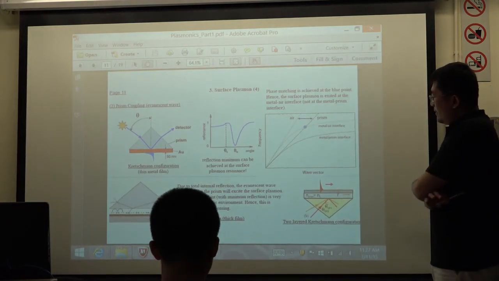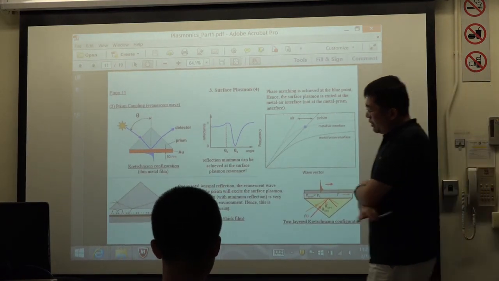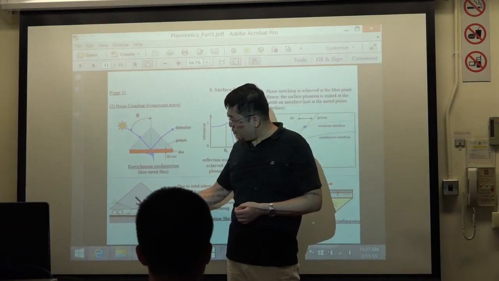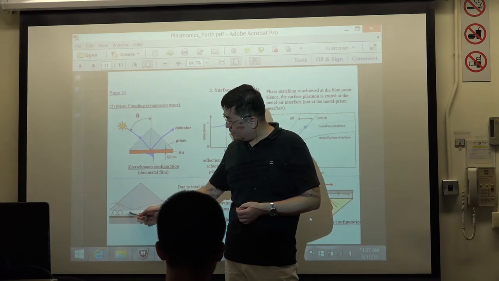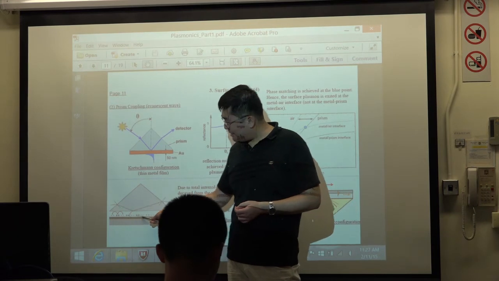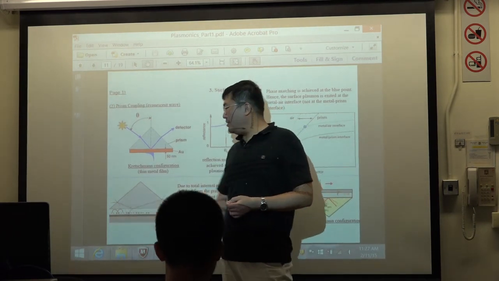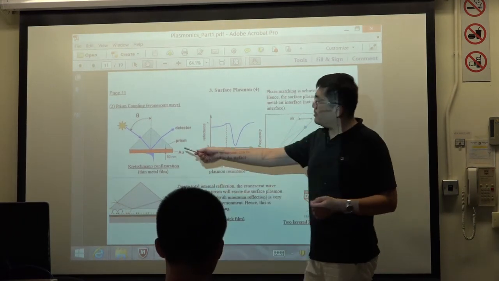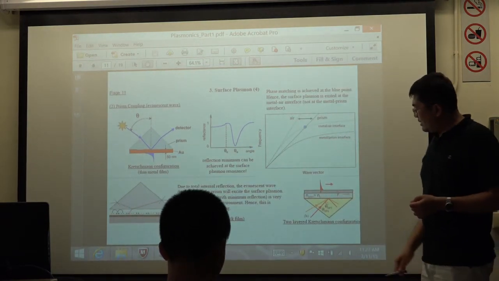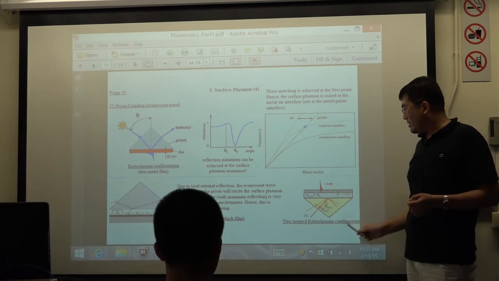Another setting we call the Otto configuration is something like this. You can see they move a little bit, and they have an evanescent wave to excite this surface plasmon. This is called Otto. The most common one we call the Kretschmann configuration.